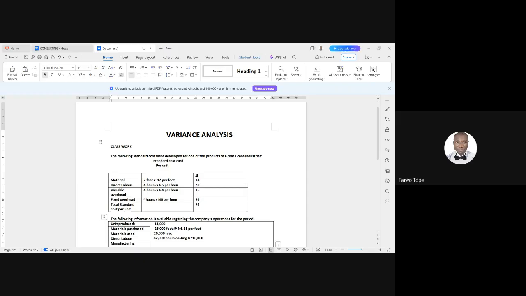So, fixed production overhead variance. Under this fixed production overhead variance, in most questions, they'll want you to determine your fixed overhead absorption rate. Now, while we were treating activity-based costing, I put forth a formula on how to determine fixed overhead absorption rate. Can anybody recall?